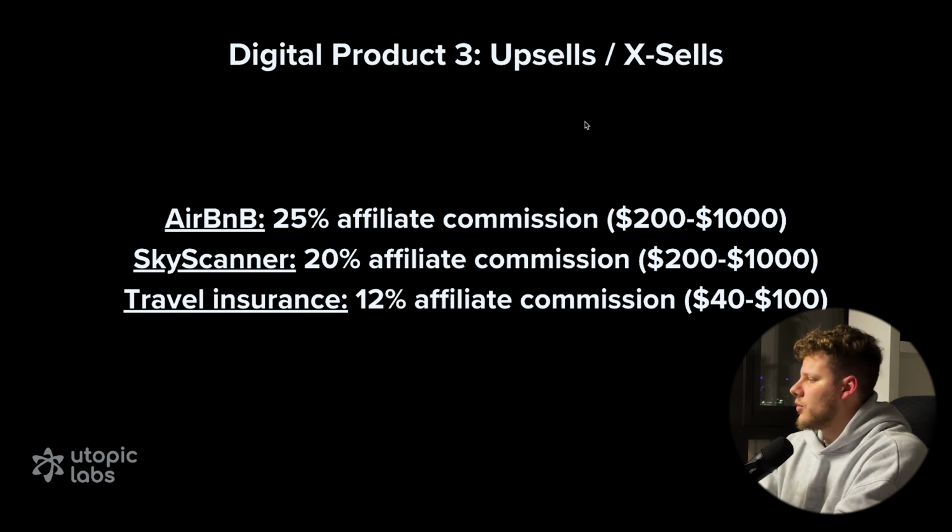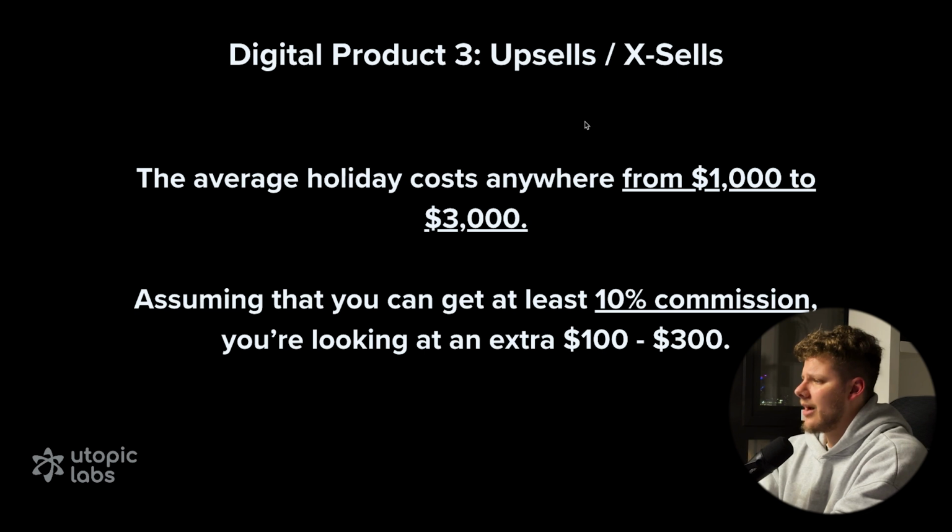And also, this is how much people will be spending on an average holiday. So anywhere from $200 to $1,000 on each of them, right? So if you look at the commissions, it does add up. Now, the average holiday costs anywhere from $1,000 to $3,000. And assuming that you can get at least 10% commission, you're looking at an extra $100 to $300, right? So you can already see how selling the guide at $25 and you making $100 just from affiliates completely changes the whole thing.